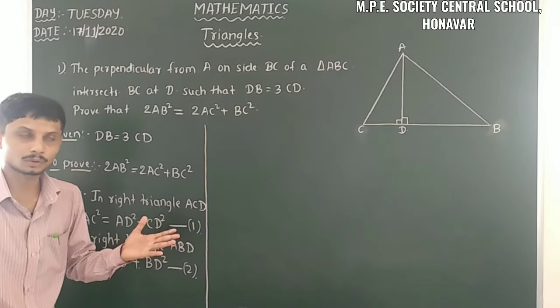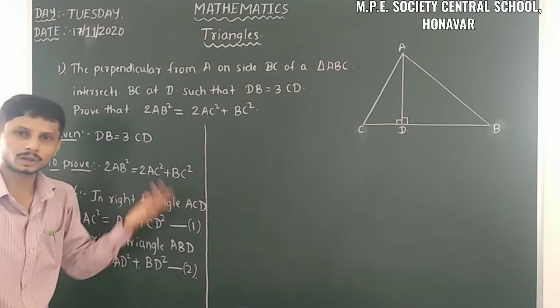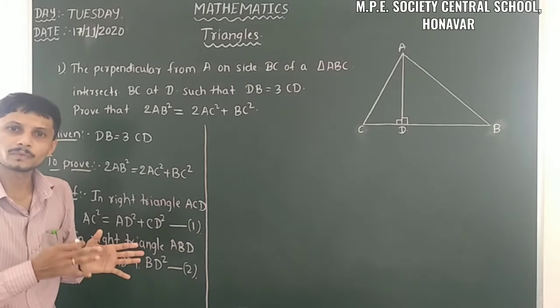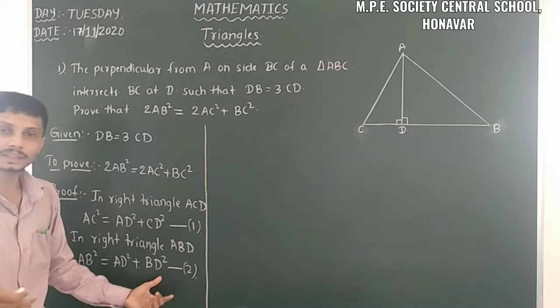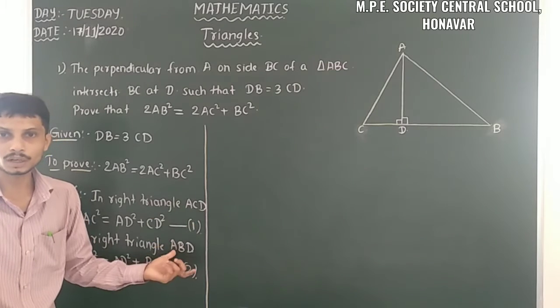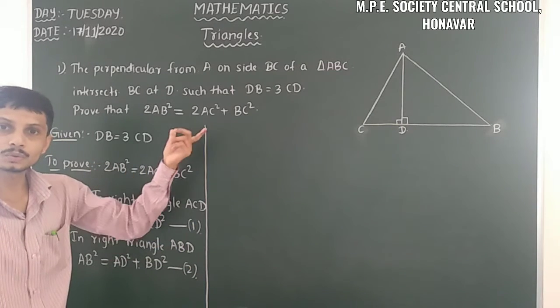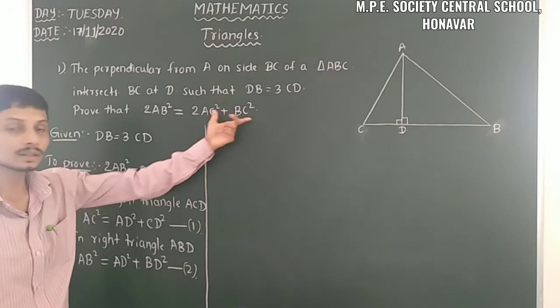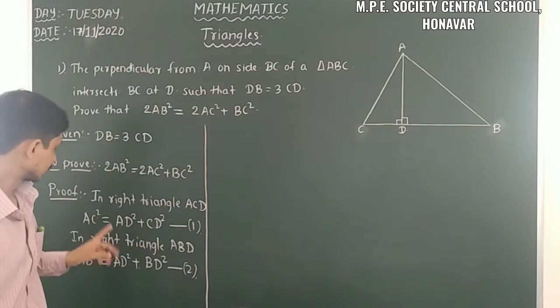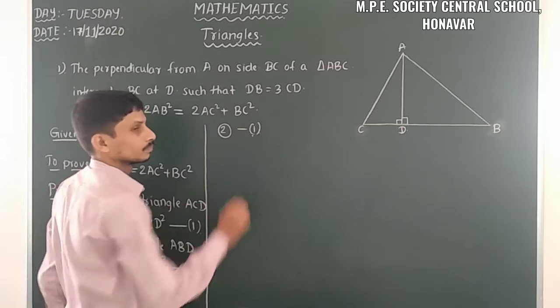So according to our requirement, just observe AB square on the LHS side. What method can we take here? Here I will take equation 2 minus equation 1. I think this is the right step to arrive at our required result. So let us take equation 2 minus equation 1.